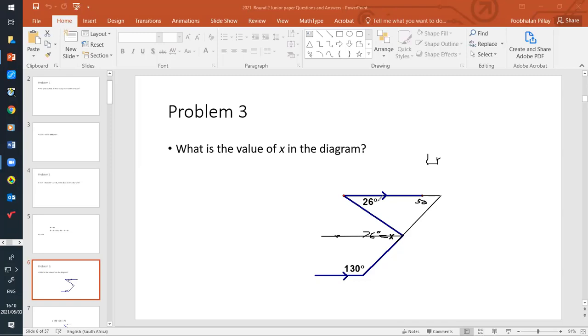That'll help a lot too, because now you've got 3 parallel lines. This is 26. So therefore, this angle here is the alternate angle to that. So that's also 26. And this angle here, this line is parallel to this. So this angle here will have to be 50 degrees because these lines are parallel and these are co-interior.